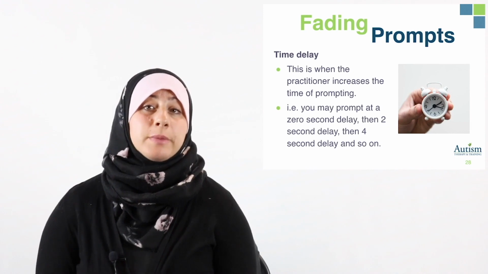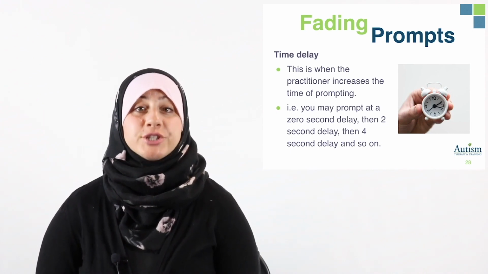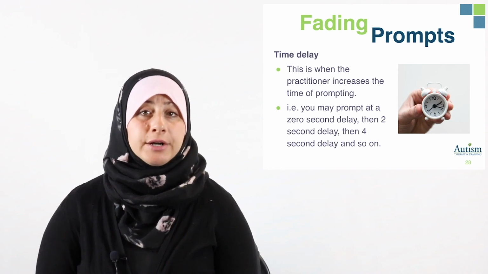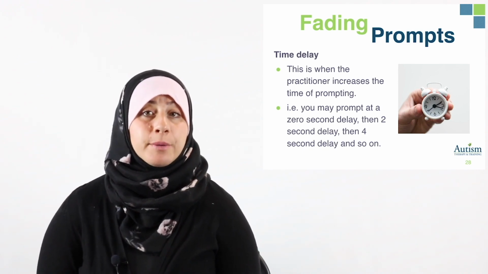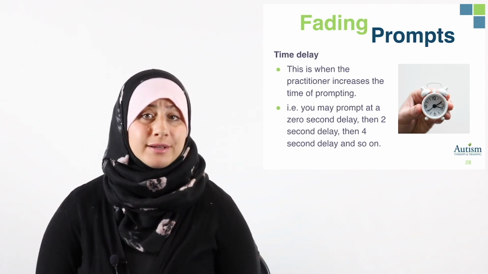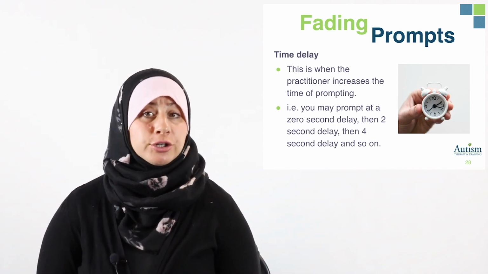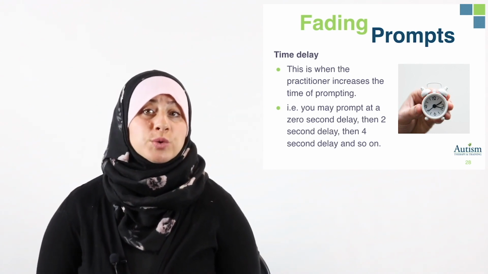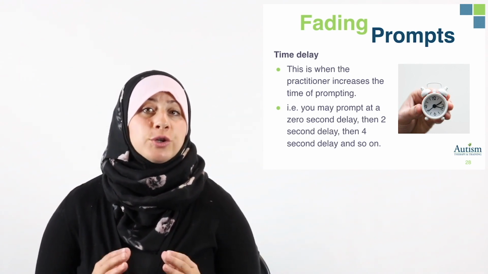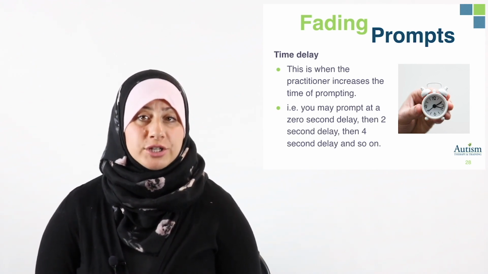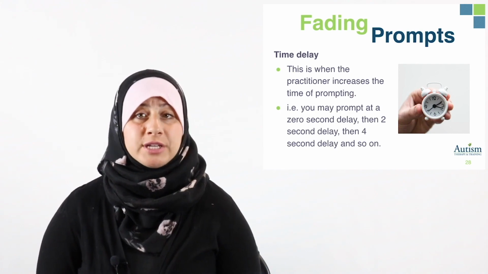For example, you may prompt at a 0-second delay, then 2-second delay, then 4-second delay, and so on. Here, you run the risk of the learner making a mistake because you could wait 10 seconds before prompting. This long delay could teach a learner to respond slowly or make errors in between, which will need to be corrected. So you don't want to get a long string of errors in the trial.